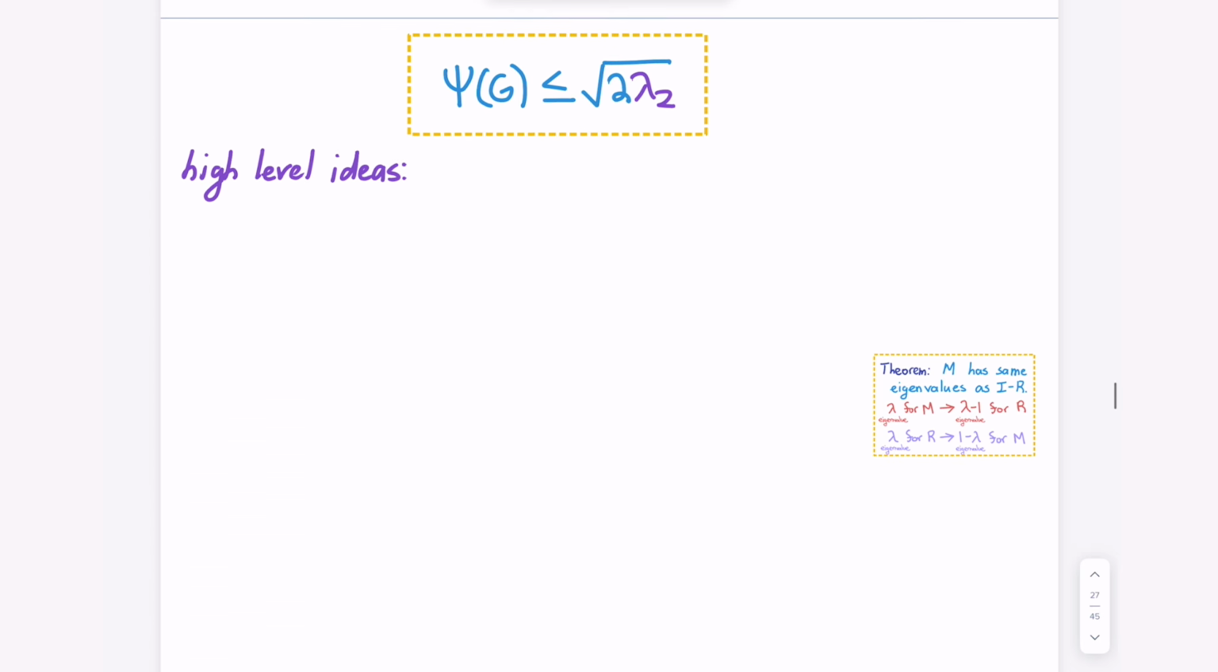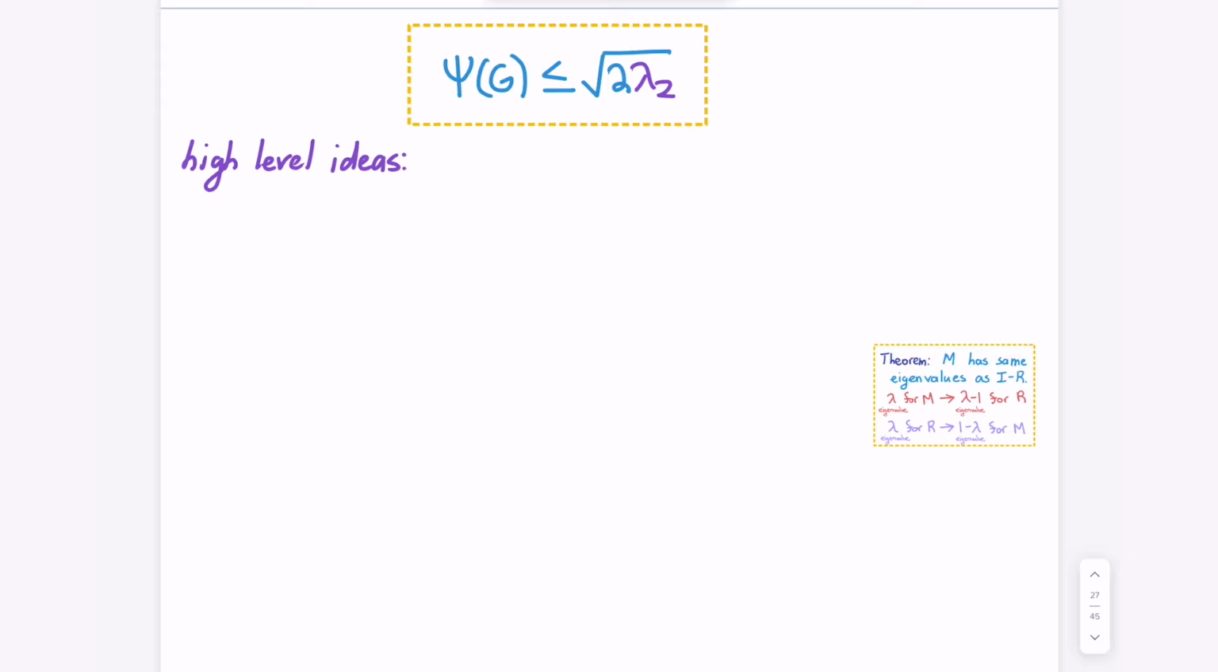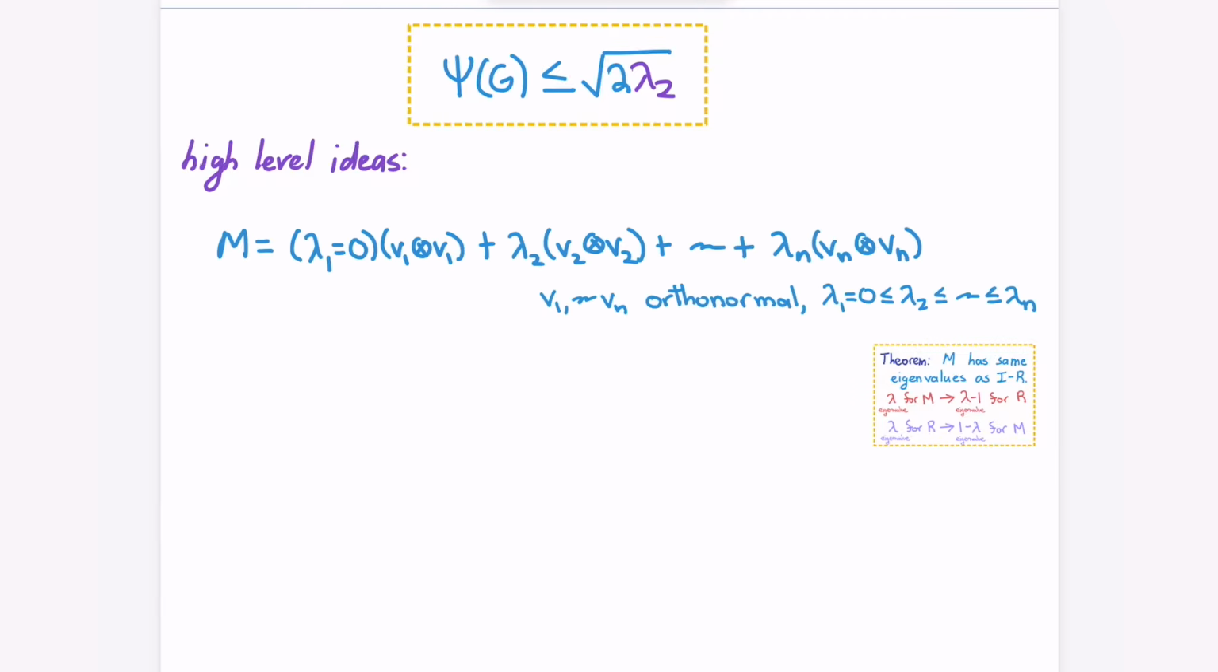All right. So what are first just the high level ideas? At some level, we're trying to connect the conductance to some eigenvalue, the square root of an eigenvalue. Somewhere the square root is also going to show up. You have a chance to figure out when and where. So we know a lot about M, right? Because M is a symmetric matrix. It has some kind of diagonalization. Here I'm listing the eigenvalues from smallest to biggest.